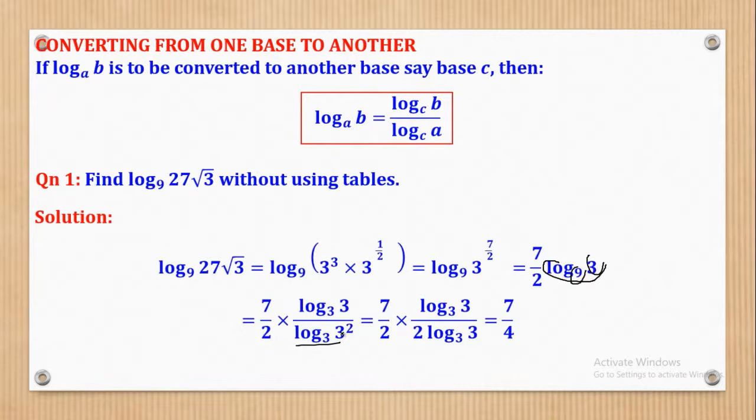But 9 is the same as 3 to the power 2. That is why you see here 3 to the power 2. Now this 7 over 2 is maintained. Then this power can also go down to become 2 log base 3 of 3. We know that this one and this one cancel, then 7 over 2 divided by 2 gives you 7 over 4. And that is what they wanted.